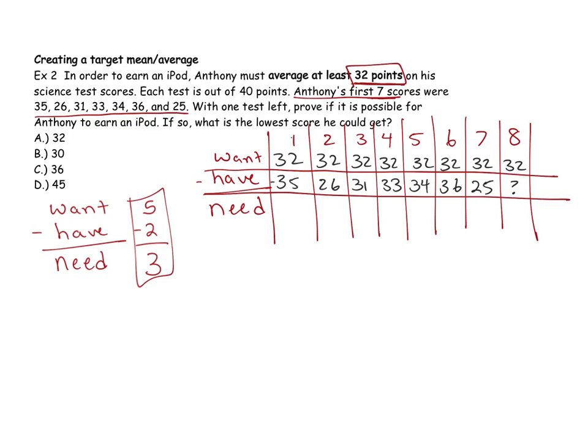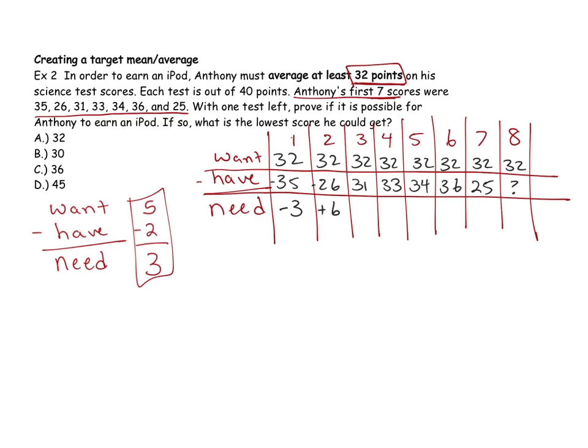So we're going to subtract 32 minus 35. If you do that in your calculator, you're going to get a negative number. 32 minus 35 means we are negative 3. We would need to lose 3 points to get to our 32 that we wanted. 32 minus 26. This one's going to be positive. We would need a positive 6 points. We need 6 more points to make up for that poor score on that second test.